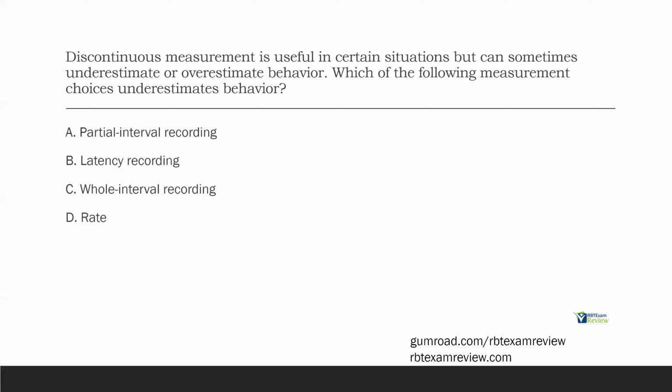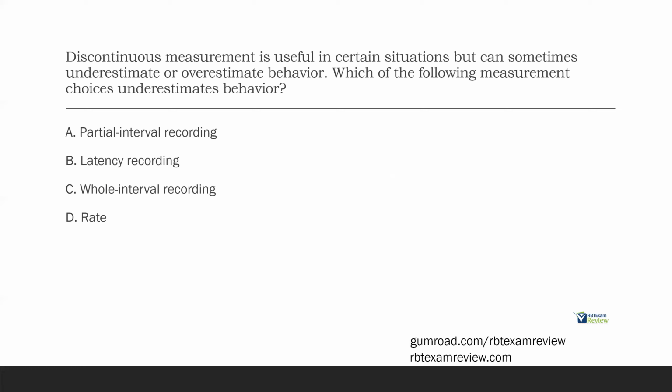Well, think about how partial interval is taken. Partial interval, if we have 15-second intervals, if the behavior occurs at all during the interval, we record it. So if the behavior occurs for 1 second in our 15-second interval, it's a response. So if we have 10 intervals, and the behavior occurs for 1 second each interval, the behavior only occurred for 10 seconds, but we have 100% response rate. So partial is actually going to overestimate behavior.